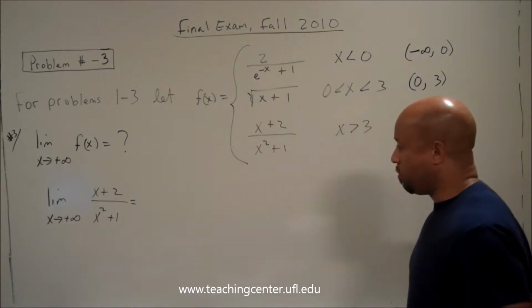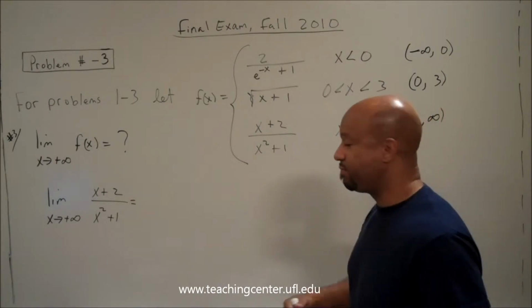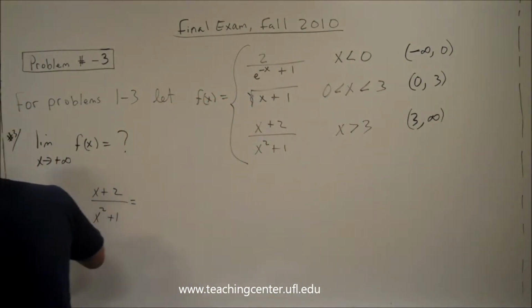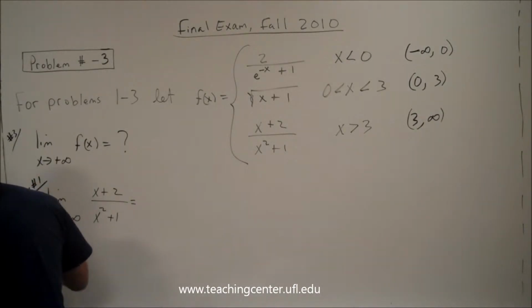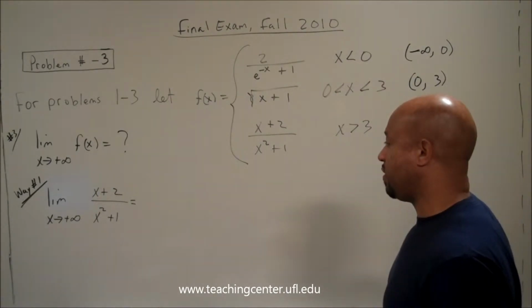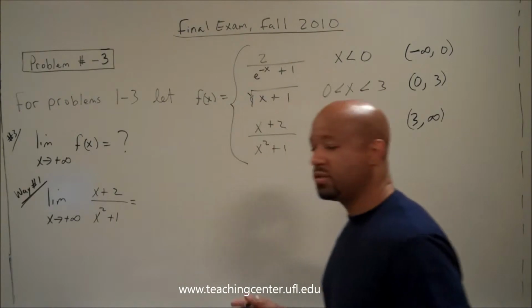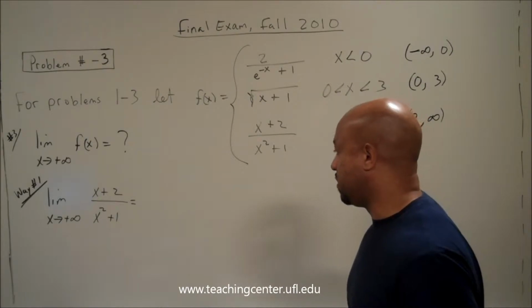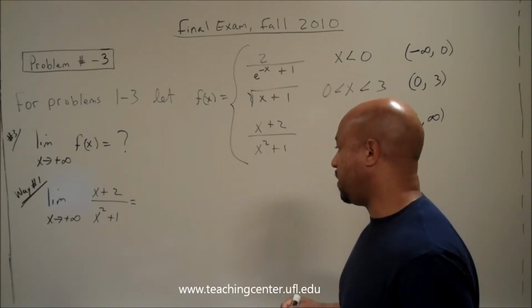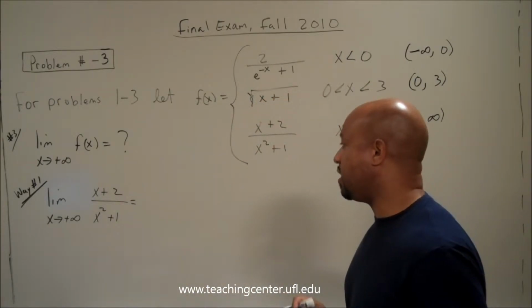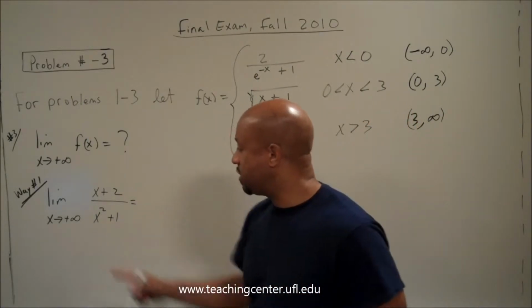Okay, so there are 2 ways to approach this. I'm going to go through both of the ways. This will be way number 1. Since we're evaluating a limit as x approaches infinity, this is the concept of infinite limits. What we do is divide both the numerator and the denominator by the highest power of x in the denominator. In this particular problem, that's going to be x squared.